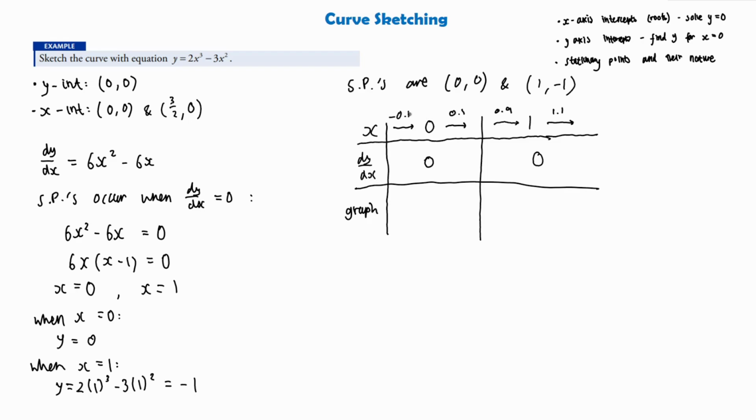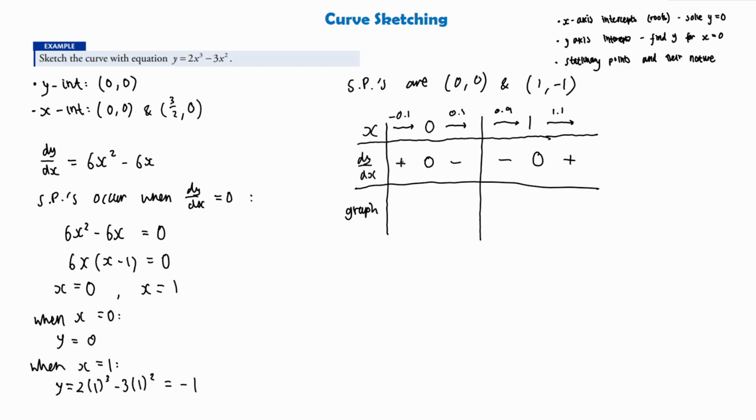And I'll just tell you now, when you substitute in minus 0.1, you do get a positive value, so we'll put a plus. And when you substitute in 0.1, you get a negative value. Then when you substitute in 0.9 into this here, you will get a negative value. And when you substitute in 1.1, you will get a positive value. So now we can sketch what the graph's going to look like at each of these 2 stationary points.